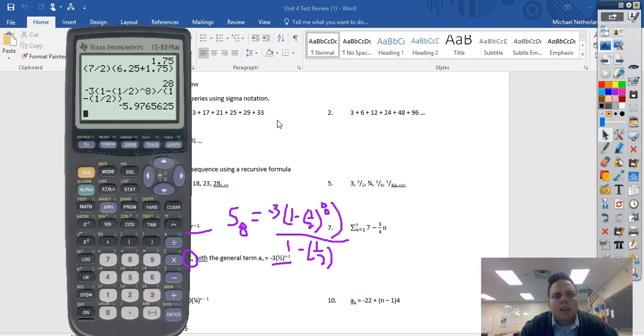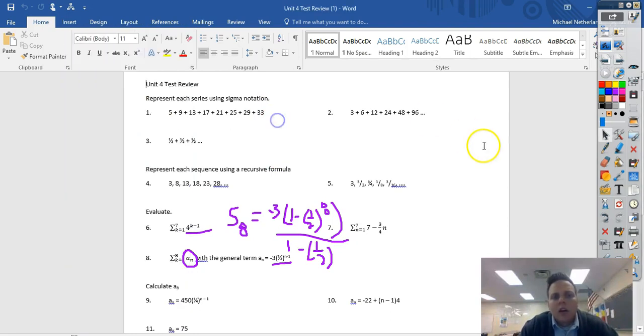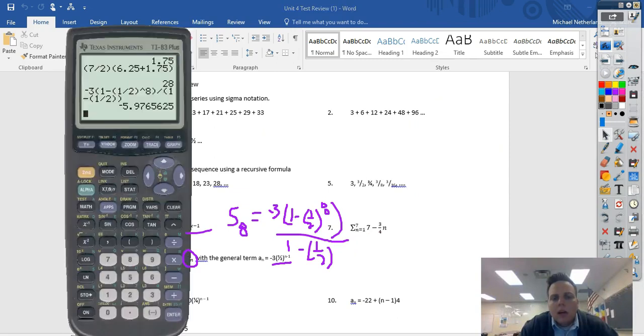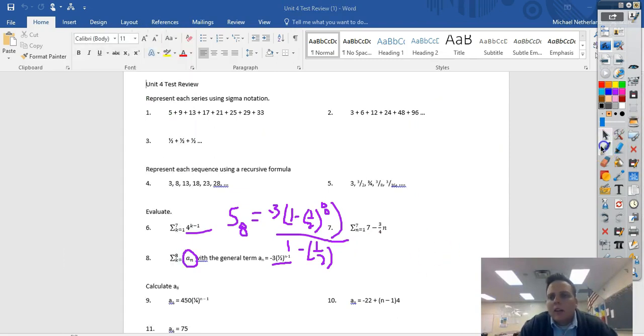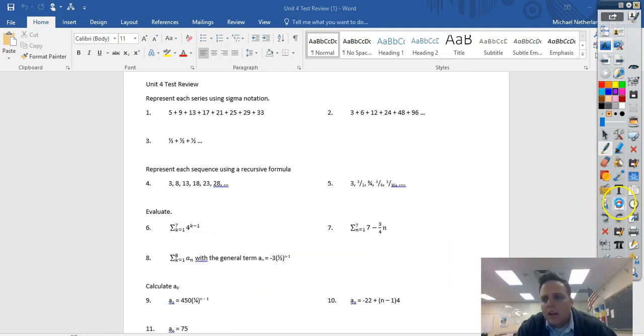Alright, just double checking that I typed it all in. Yeah, typed it all in just fine. Okay, negative 5.98 looks good. So the sum of the first 8 terms is just negative 5.98. Awesome. Alright, let's move on to problem number 9.